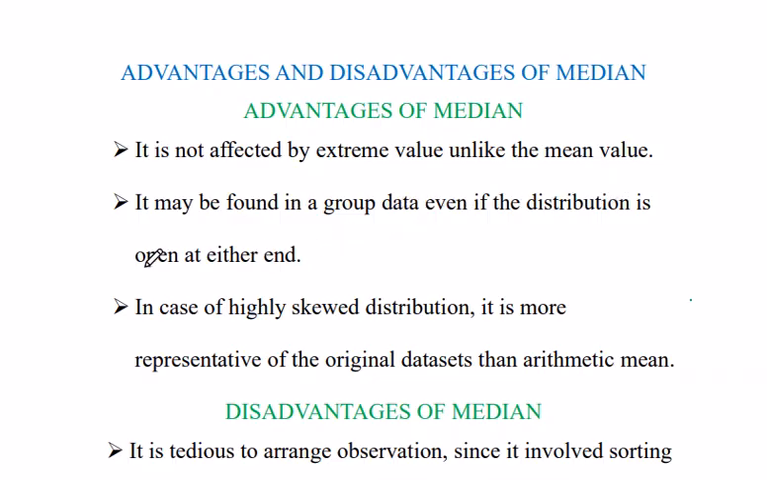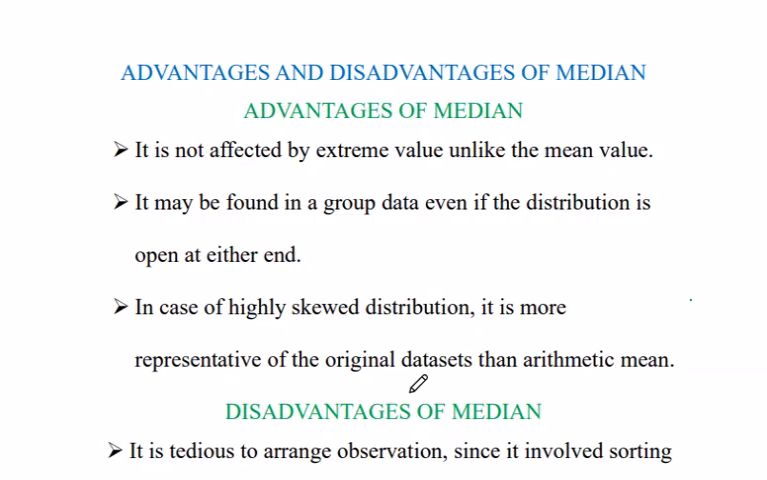The second advantage of the median is that it may be found in grouped data even if the distribution is open at either end. In the case of a highly skewed distribution, it is more representative of the original data set than the arithmetic mean. These are the major advantages that we can find in the median.